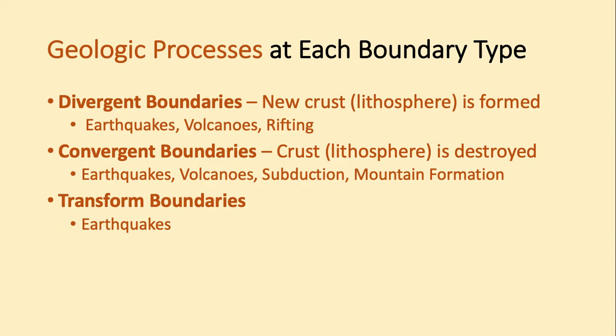Convergent boundaries is where crust is destroyed, and you have earthquakes, volcanoes, subduction, and mountain formation. We'll talk more about subduction later. And then transform boundaries are mostly just known for earthquakes.